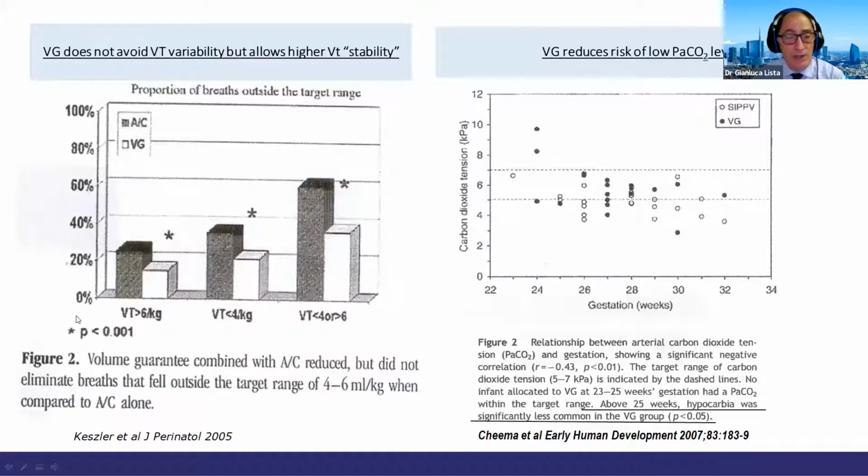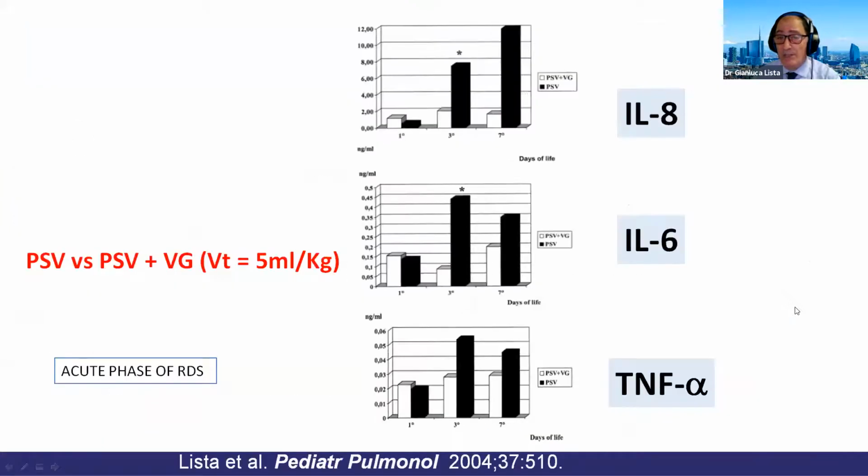In the literature, there are many papers that demonstrated that volume guarantee is able to reduce the variability of the tidal volume and to reduce the risk of very low values of PCO2, so to reduce the risk of hypocarbia. And you know that hypocarbia is correlated to the occurrence of leukomalacia, periventricular leukomalacia.